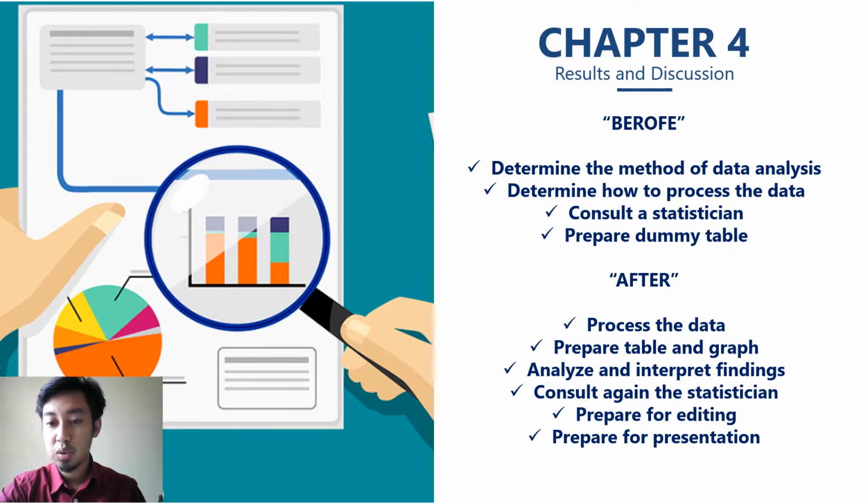So this one you should put in the chapter 4. And after that, analyze and interpret the finding. Consult again with the statistician, and maybe you already done the statistic analysis, so you need to consult. So how did it happen like this? Okay, how many sample you required? Okay, and then prepare for editing and prepare for present.